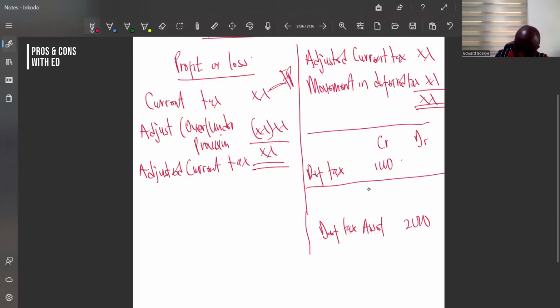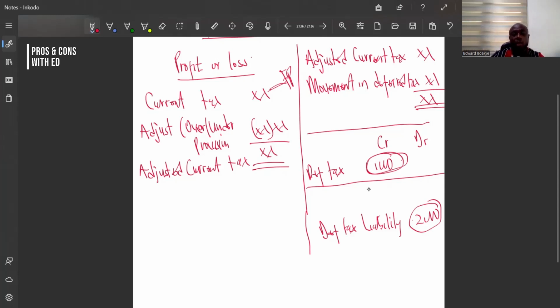Let's do another one. Let's say it wasn't a deferred tax asset, but we calculated and got a deferred tax liability of 2,000. What does that mean? This is a liability. So what is the movement? The movement simply means that last year it was 1,000, and this year we are seeing it to be 2,000. So it means an increase of what? 1,000. So in that case, the movement is 1,000.